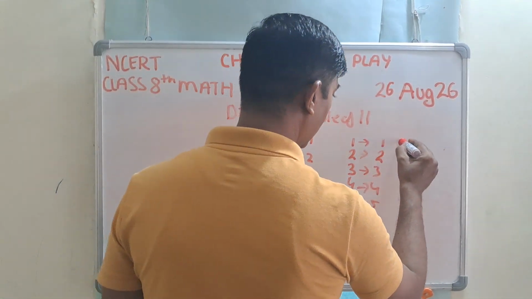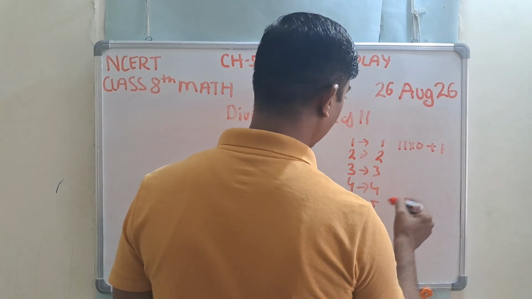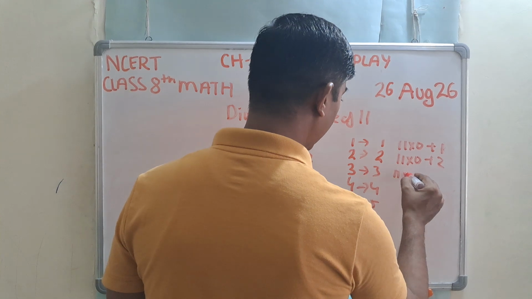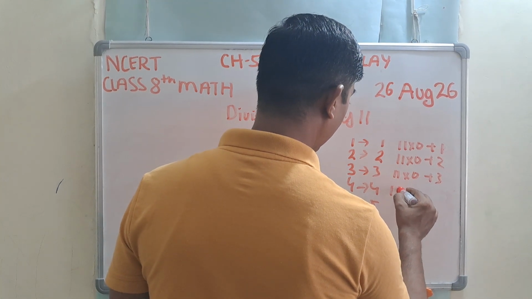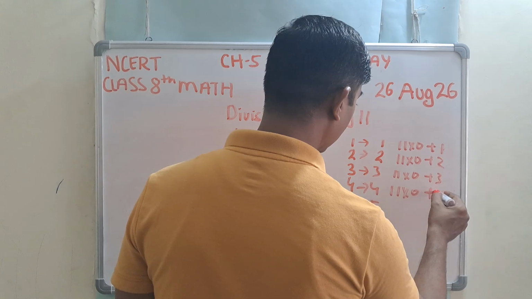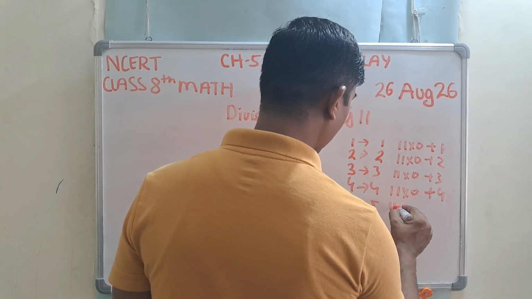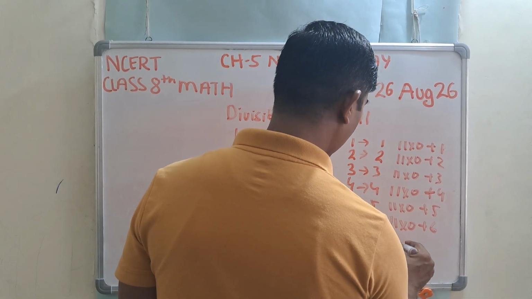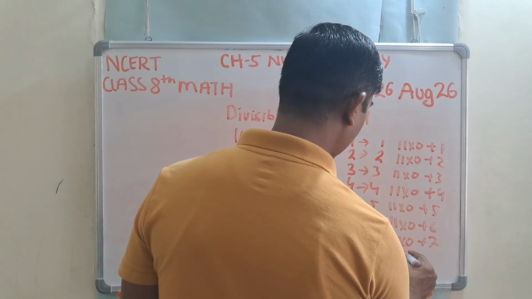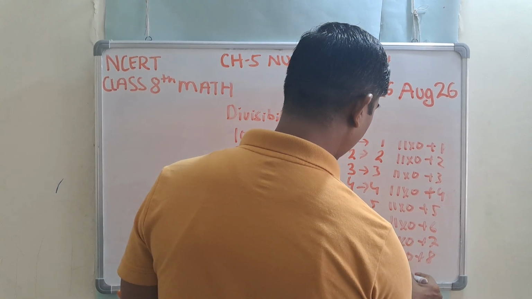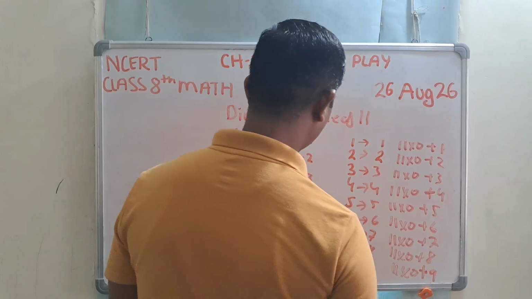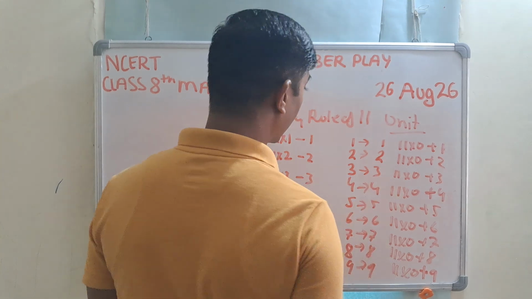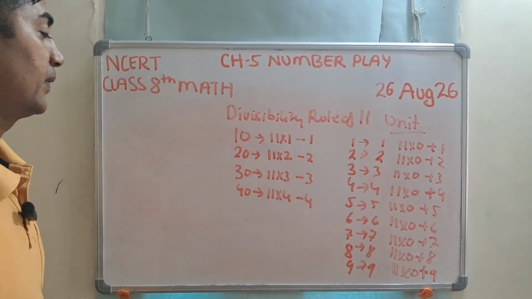And how is the unit place achieved? 11 into 0 plus 1. 11 into 0 plus 2. 11 into 0 plus 3. 11 into 0 plus 4. 11 into 0 plus 5. 11 into 0 plus 6. 11 into 0 plus 7. 11 into 0 plus 8. 11 into 0 plus 9. Understood? And this is the case of unit place. We'll draw the pattern and then we'll come to the conclusion of the divisibility rule of 11.